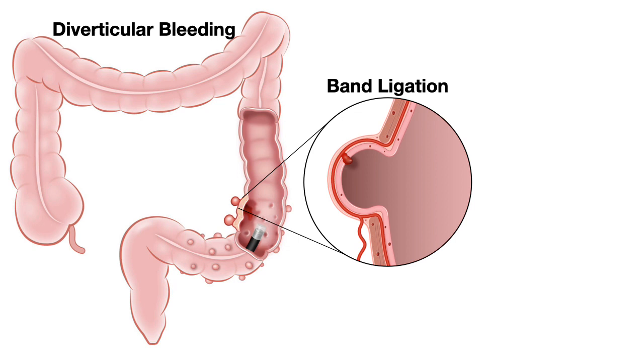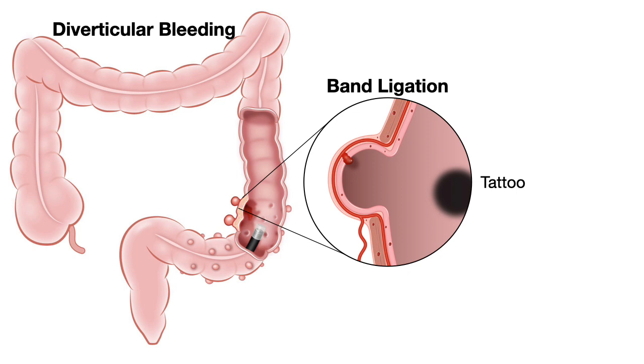So, to put a band after you found the diverticulum that is bleeding, you have to take the endoscope out. You have to use a gastroscope, load the band ligator, and then come back to find this source of bleeding. And you may not find that source of bleeding. Hence, it is important to place a tattoo to mark the site of the bleeding.